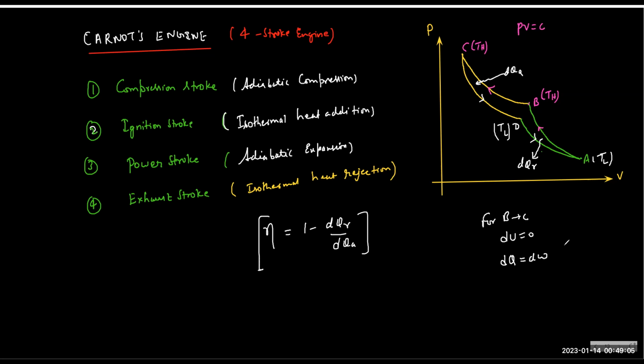And we know that dW is how much? nRT ln(PB/PC), or nRT ln(VC/VB). So now this is dQA. I hope you remember this formula. So you can write the value. Of course, there are two ways of writing it. Well, that's okay. What about dQr? So for dQr, what can we write? Which is D to A, no?